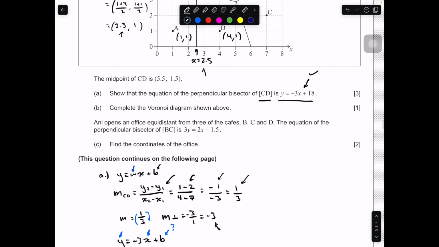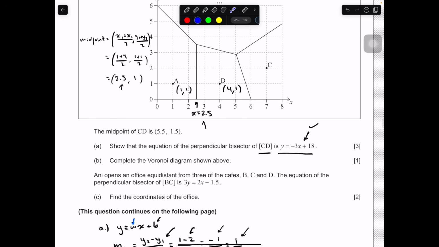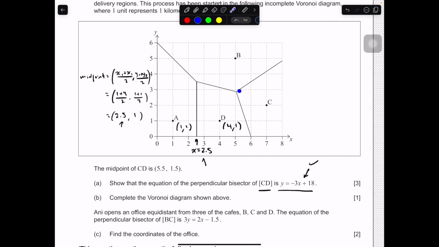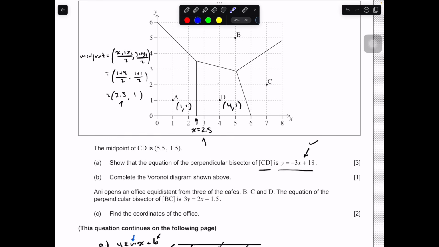Alright, Annie opens an office equidistant from 3 of the cafes B, C, and D. So some point in equal distance between B, C, and D. The equation of the perpendicular bisector of BC, that's this line right here, is 3y equals 2x minus 1.5. Find the coordinates of the office.